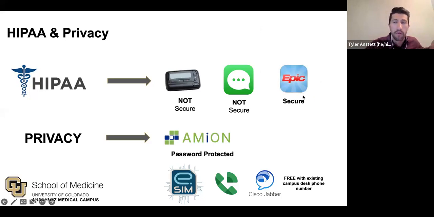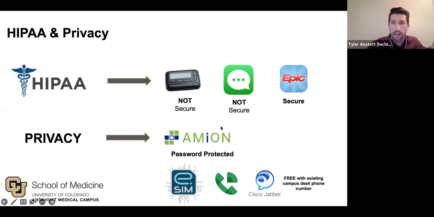I would argue that all the functionality that you would want to use a personal cell phone for, texting, paging, all of that is available within the Epic Haiku mobile application, including taking pictures and attaching them to the patient's chart. So really, you shouldn't have any excuse for using your own personal device in terms of the native software on there, that's not through the secure mobile application. Now, there are a lot of concerns about privacy, and we'll dig into that in a second.